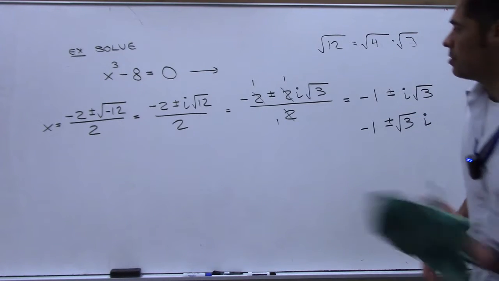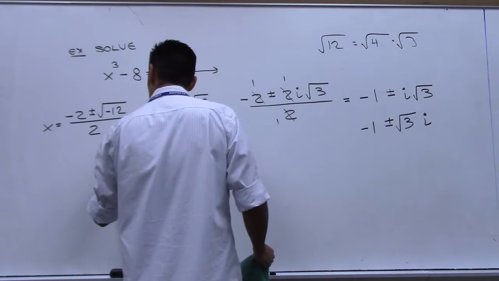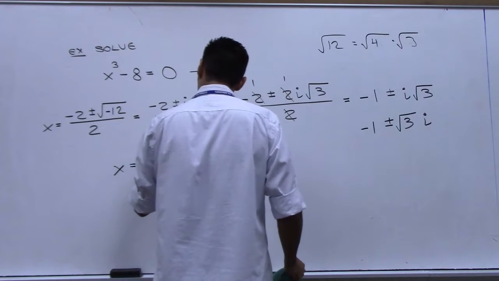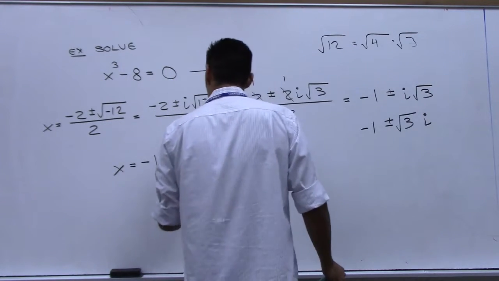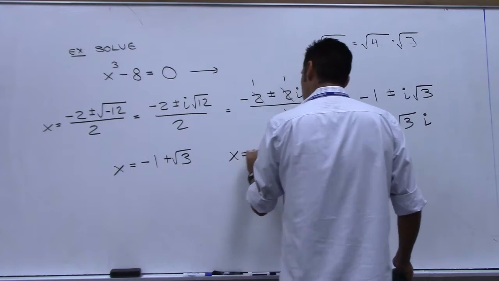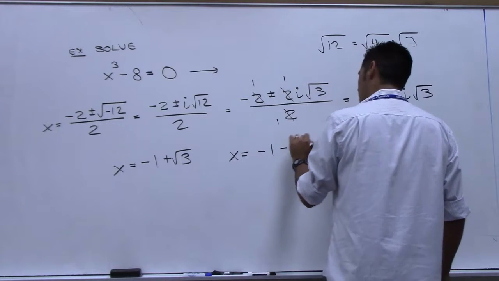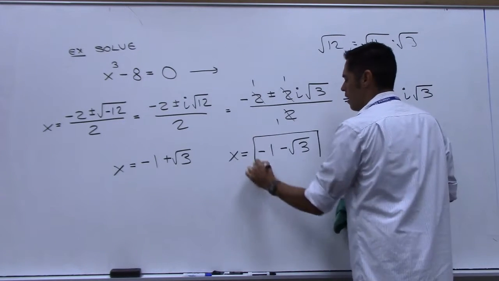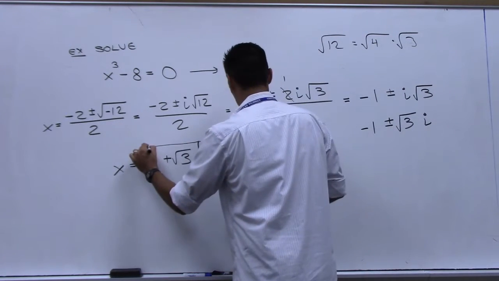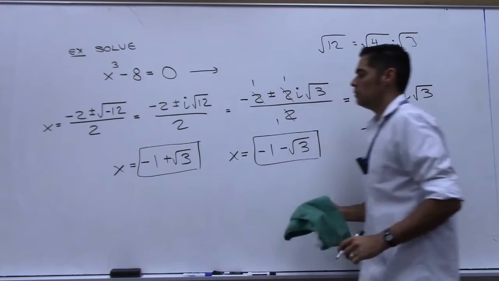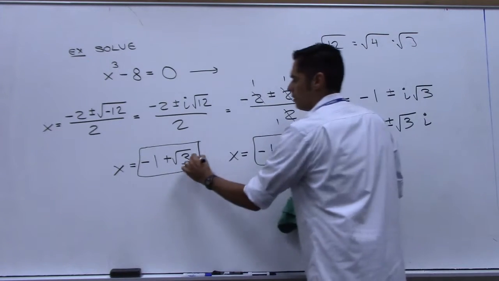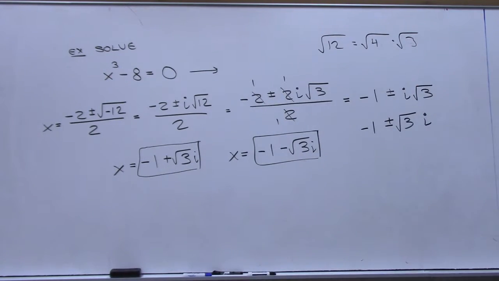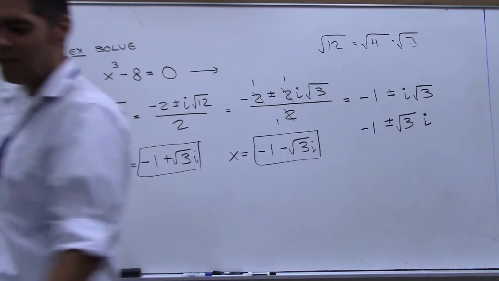There are two answers. The two answers are x equals -1 plus root 3. The other answer is x equals -1 minus root 3. Yes, write them both out. So we're just forgetting about the i? I forgot the i. Put the i. I know, it's a rough start to the week here.